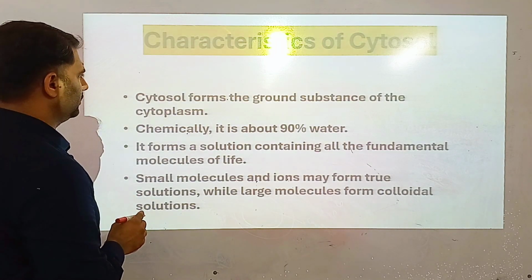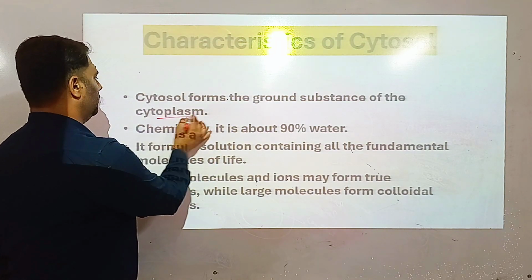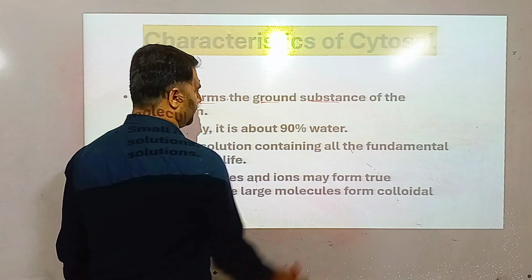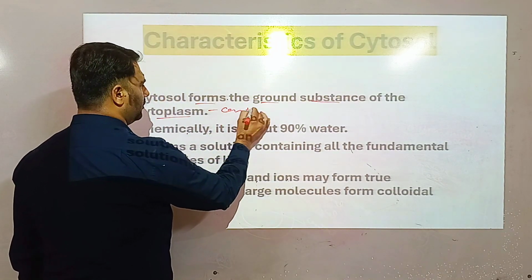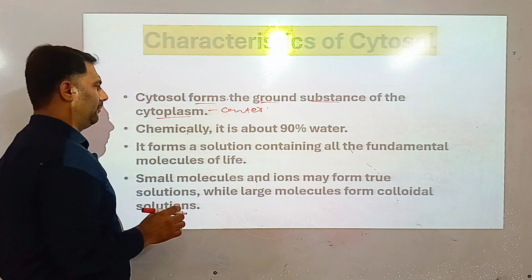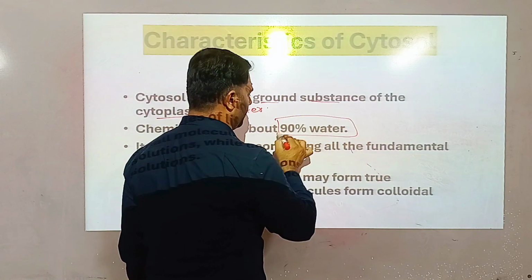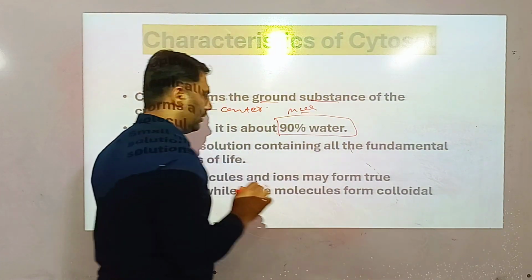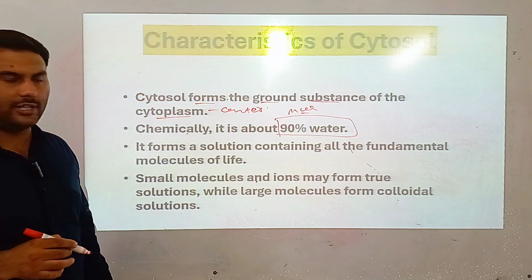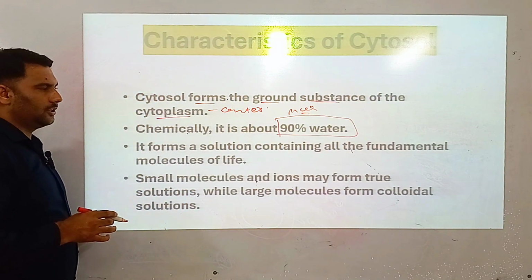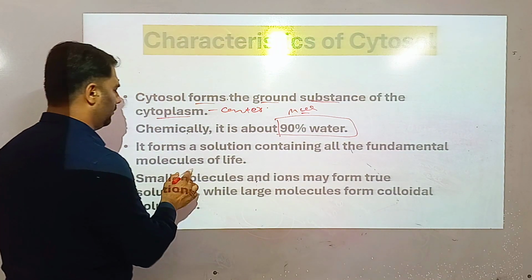Characteristics of cytosol. The cytosol forms the ground substance of the cytoplasm. As I said earlier, it is present in the center of the cytoplasm. Chemically, it is about 90% water. This point is very important for the MCQ. Important MCQ: the cytosol is made up of 90% water. It forms the solution containing the fundamental molecules of life.